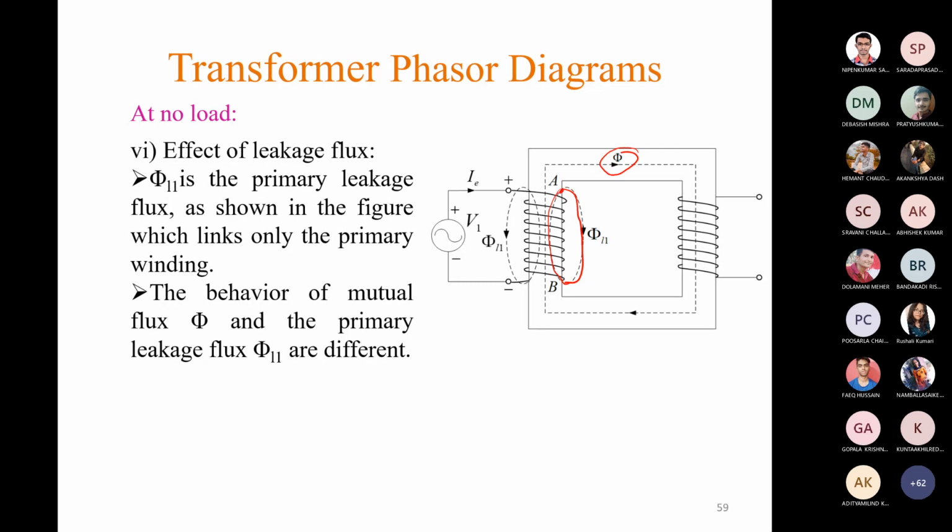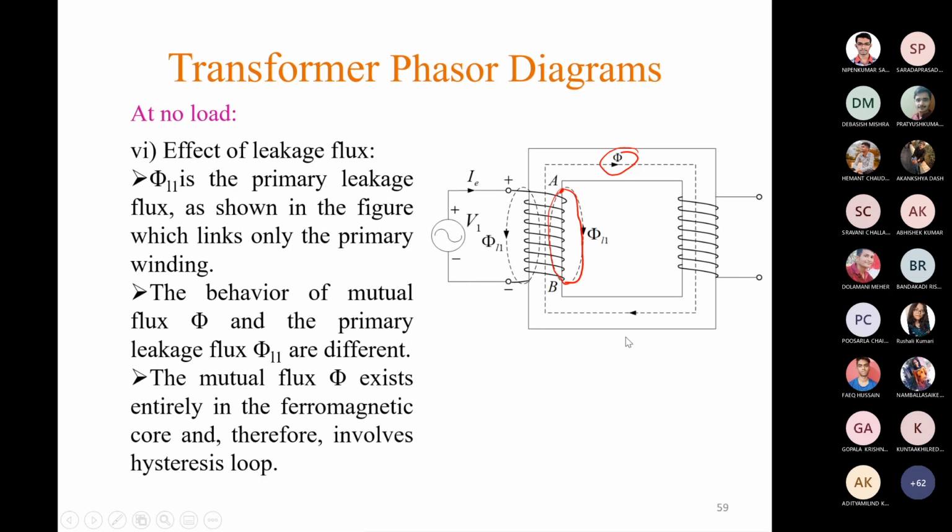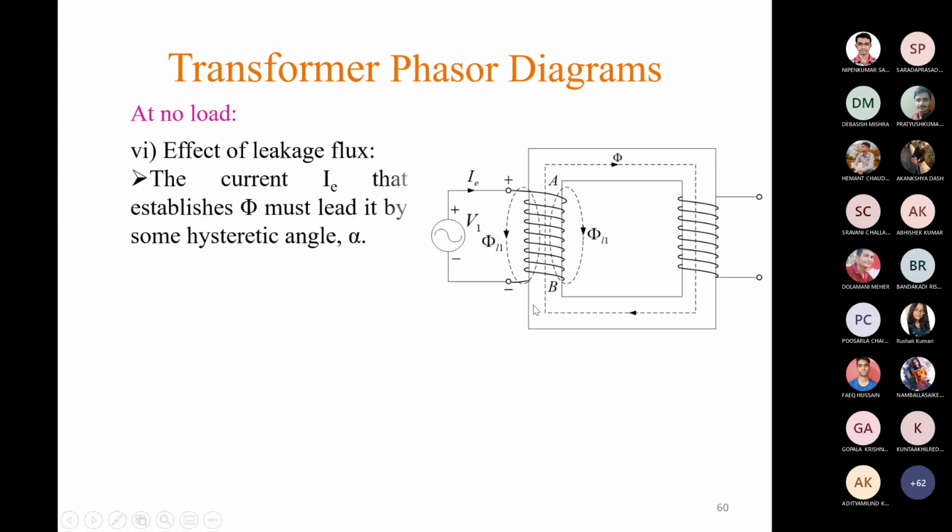It will complete its path through core and then through air. Okay, so then what will happen? Since this mutual flux is involved with some hysteresis loop, that is why this exciting current leads the mutual flux by some hysteretic angle.